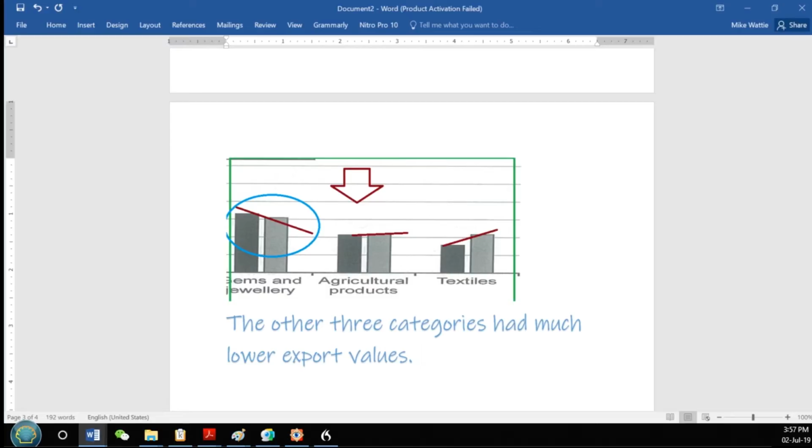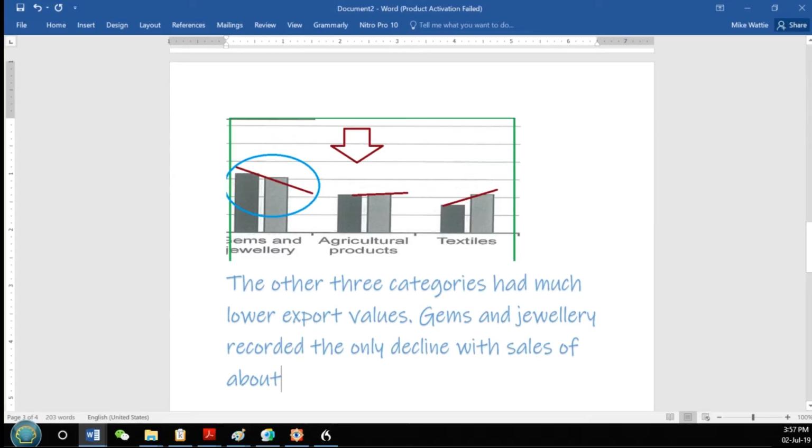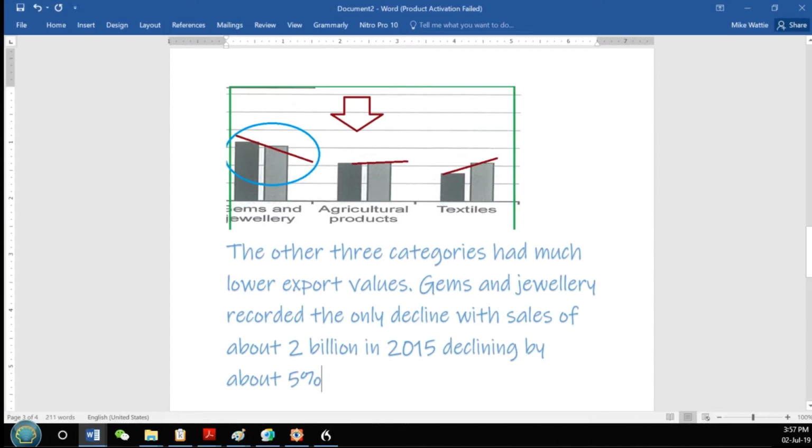Gems and jewellery recorded the only decline, with sales of about 42 billion in 2015, declining by about 5% in 2016. Okay, so we've got important information, only decline. This is highlighting. This is called highlighting information. It's important for getting to higher scores.